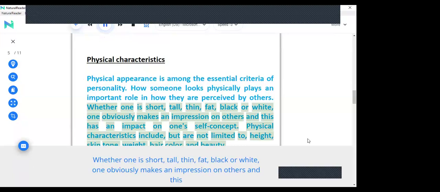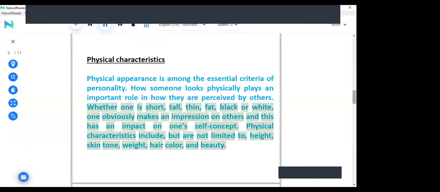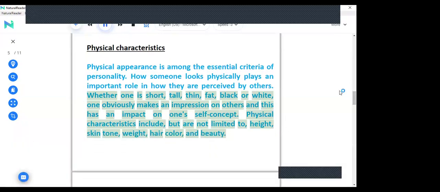Whether one is short, tall, thin, fat, black, or white, one obviously makes an impression on others, and this has an impact on one's self-concept. Physical characteristics include, but are not limited to, height, skin tone, weight, hair color, and beauty.